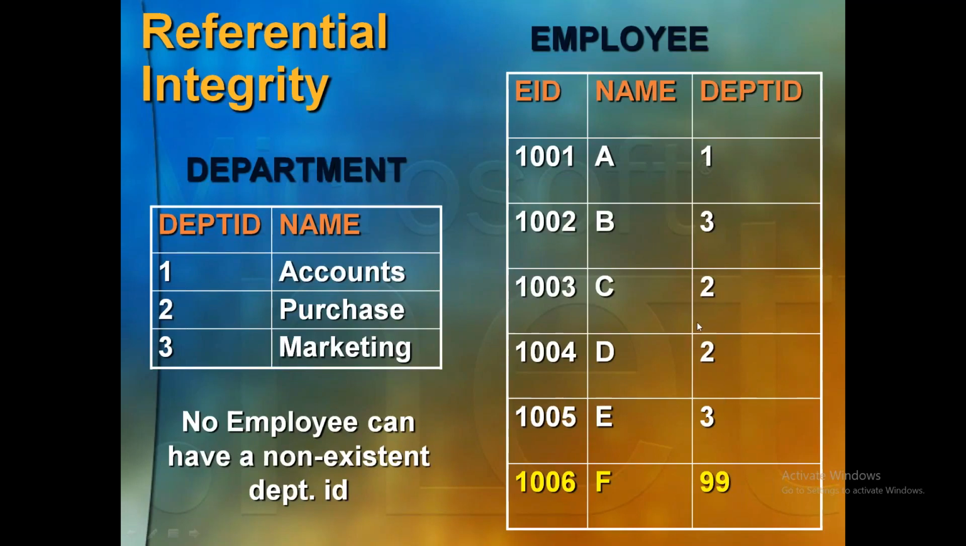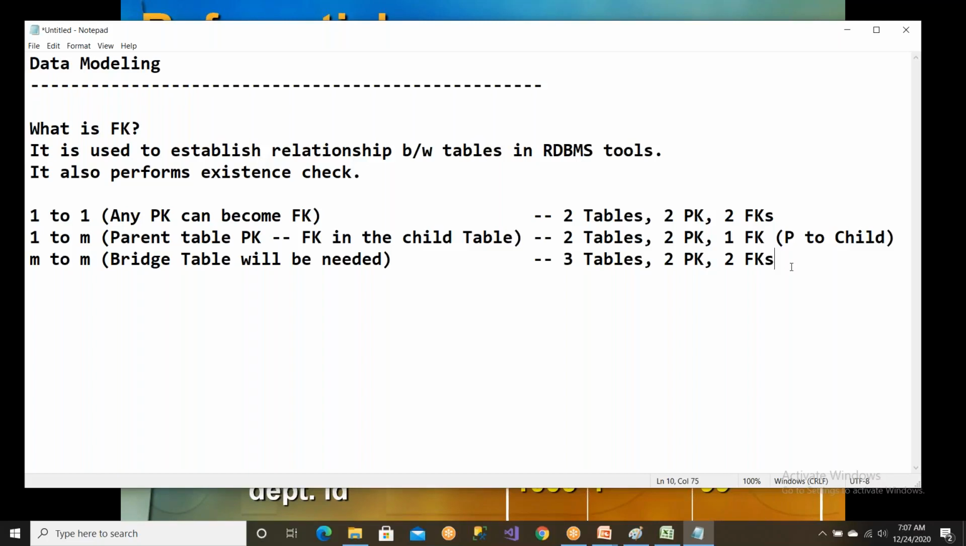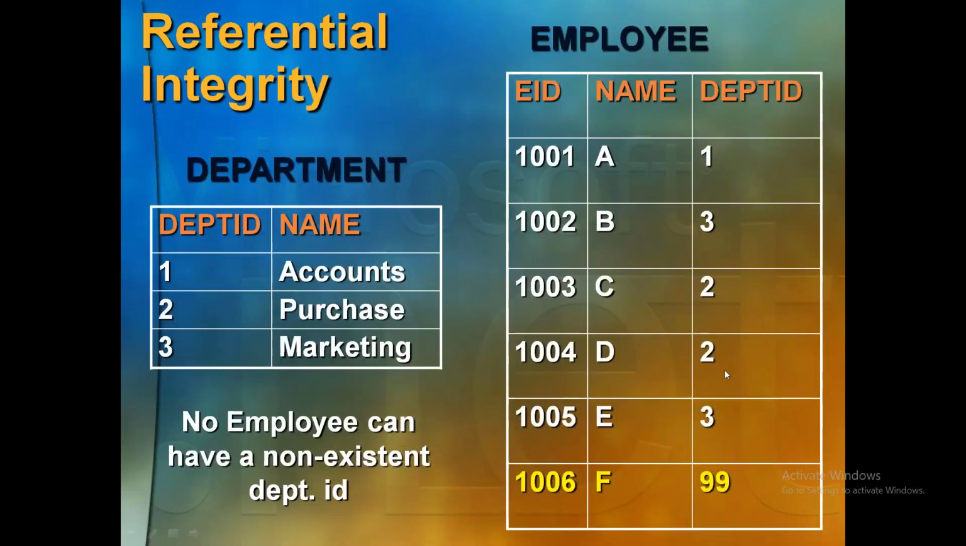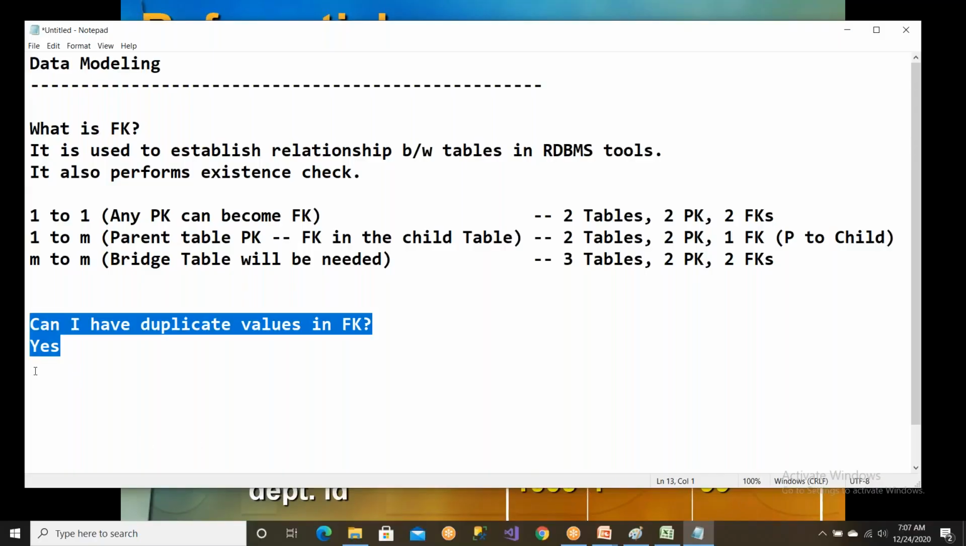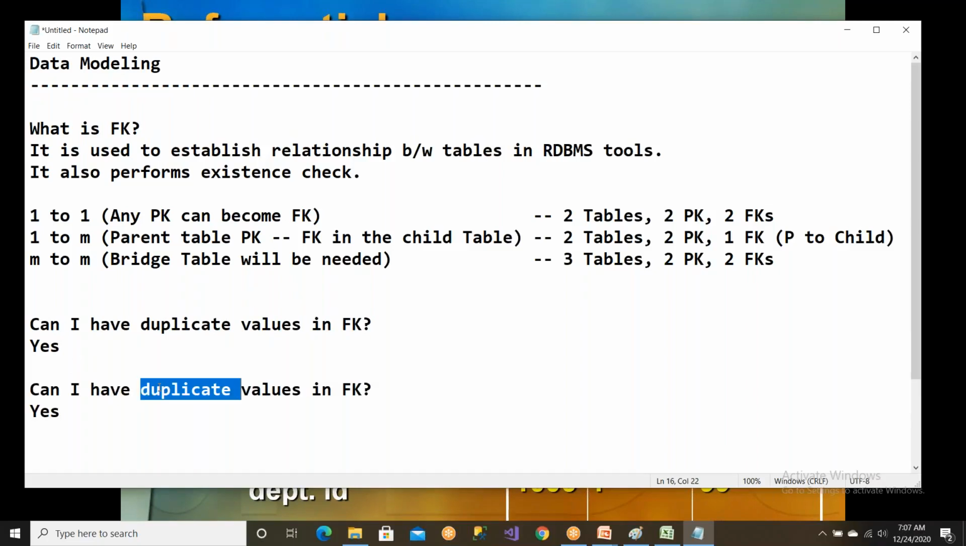Can we have duplicate values in the foreign key? Somebody asked the question yesterday, right? So let me write those points. Can I have duplicate values in a foreign key? The answer is yes. Without duplicate values, you cannot have it, because A is working for the accounts department, B is working for department number 3, and C is working for department number 2, and there are a lot of duplicate data. Non-existing values cannot be there. And one more question asked by Hemant yesterday, right? Can I have null values in a foreign key? The answer is yes. Without null values, we will not be able to have foreign keys. Foreign keys will have a lot of null values.